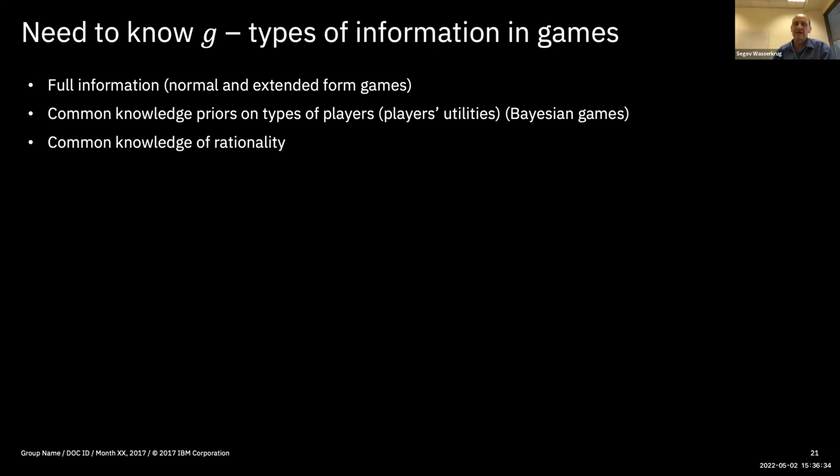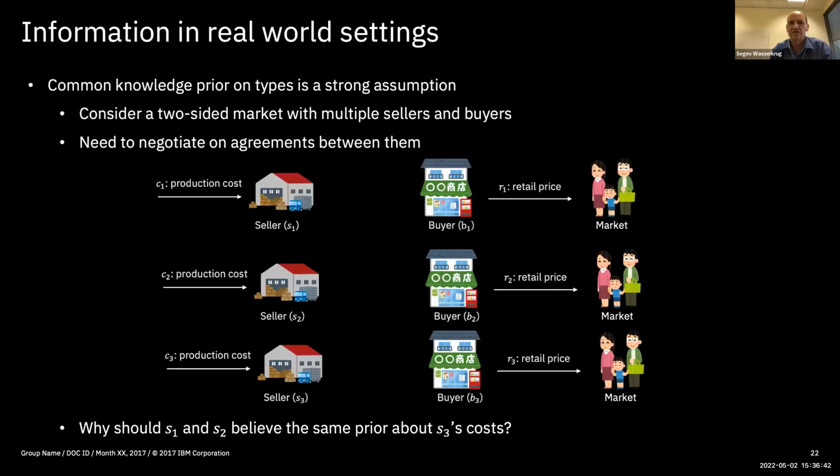But there are many cases in the real world in which the knowledge or information is much more complex. Consider a two-sided market with multiple sellers and buyers who need to negotiate agreements between them. If we want to use a Bayesian game, we want to have a common prior, but why should S1 and S2 even share the same prior about S3's costs, which is important for making these decisions? Where do these common priors come from?